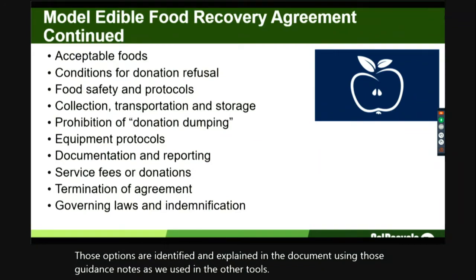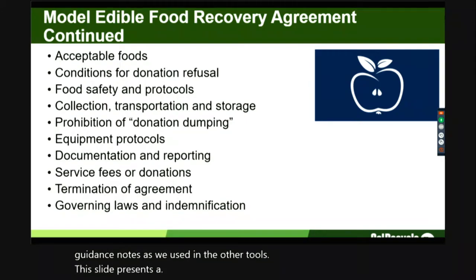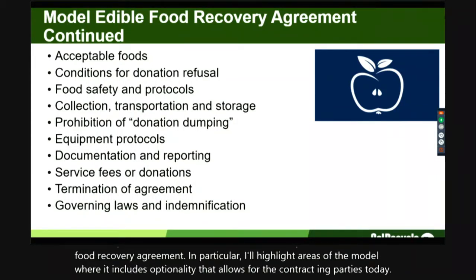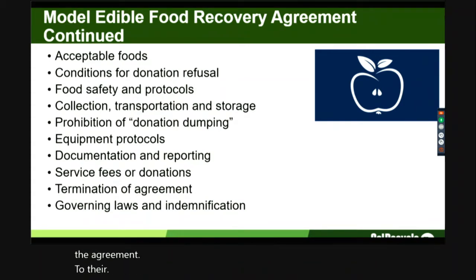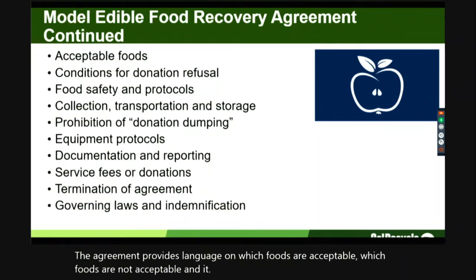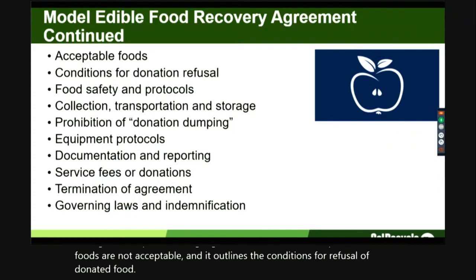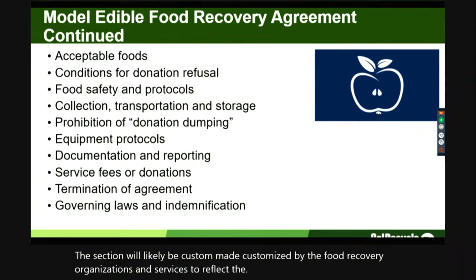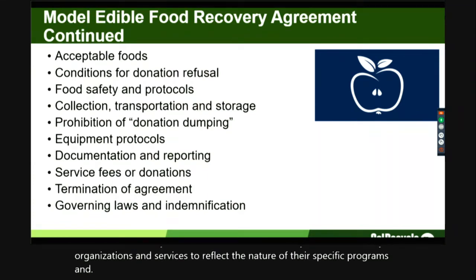So this slide presents a little more detail on what to expect in the Model Edible Food Recovery Agreement. In particular, I'll highlight areas of the model where it includes optionality that allows for the contracting parties to tailor the agreement to their specific arrangements. The agreement provides language on which foods are acceptable, which foods are not acceptable, and it outlines the conditions for refusal of donated food. The section will likely be customized by the food recovery organizations and services to reflect the nature of their specific programs and what they do and don't want.